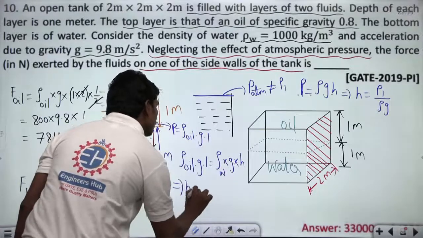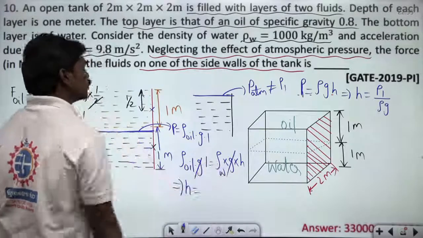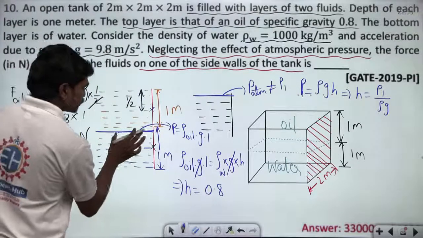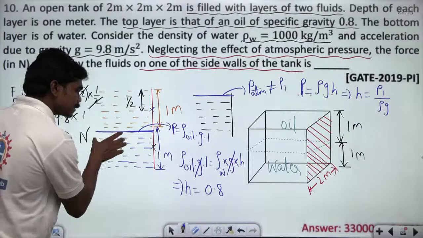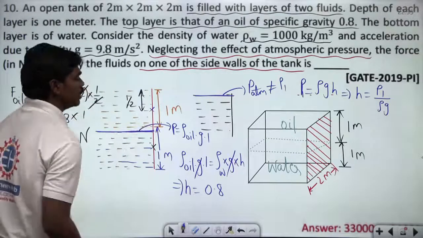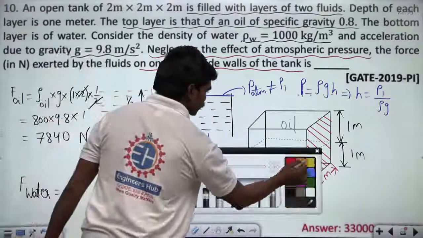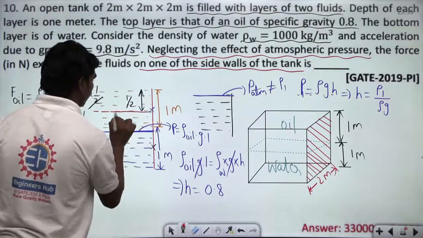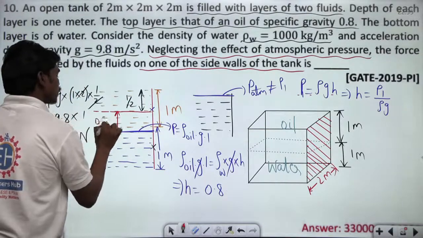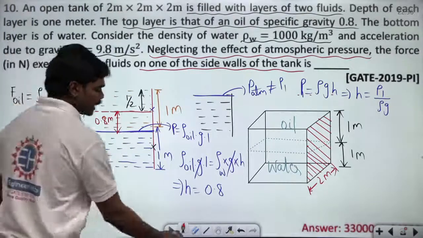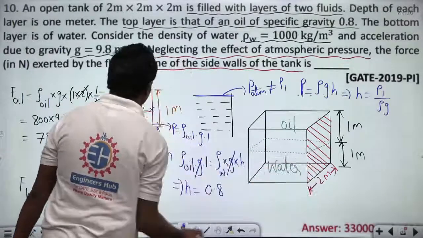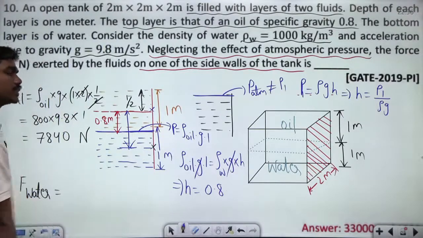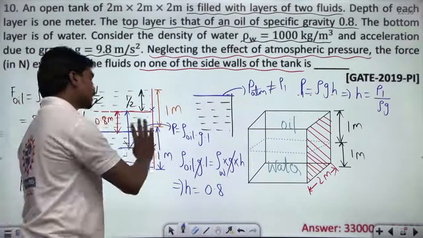So h is equal to rho oil, g gets cancelled, divided by rho water, which is the specific gravity of oil. This is 0.8. So the static pressure force exerted by this water on this portion of the wall is equal to, look carefully, as if you are constructing an excess column of 0.8 meters of water, imaginary water, and now if you measure the center from this level, then your calculations are again correct, because you remember this logic. That's the reason why we are doing this.